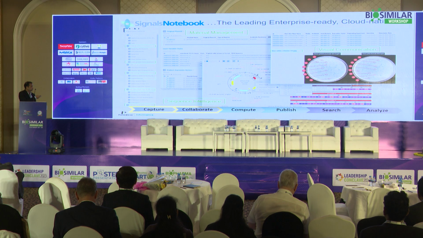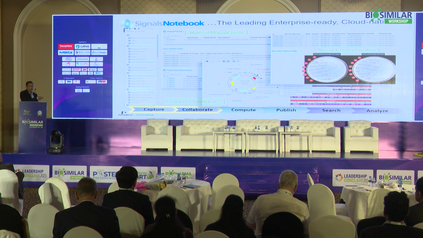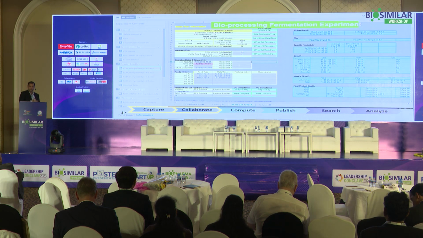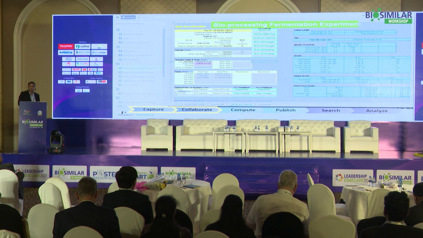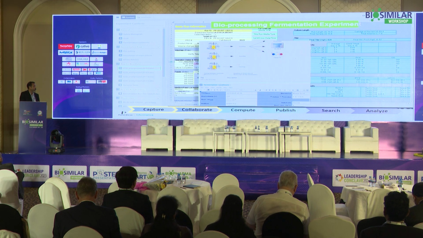So in this case, the cell lines which were developed out of these selected clones were further used for a fermentation experiment where the effect of pH on productivity was investigated. And this is the data from a bioreactor. You can capture data here. You can capture all the fermentation parameters in one place.